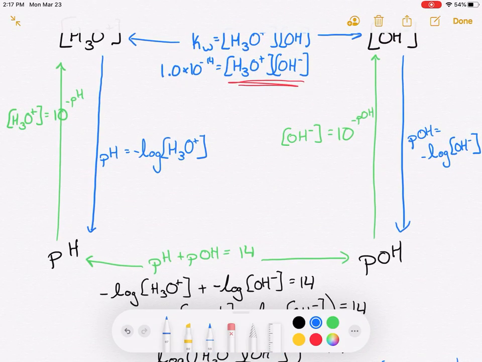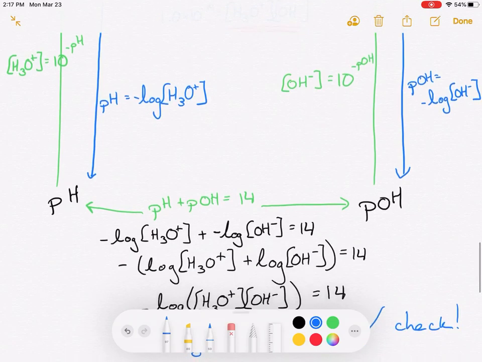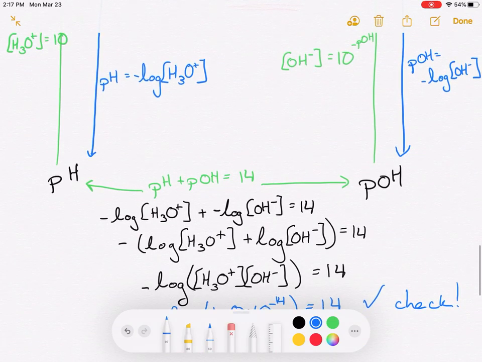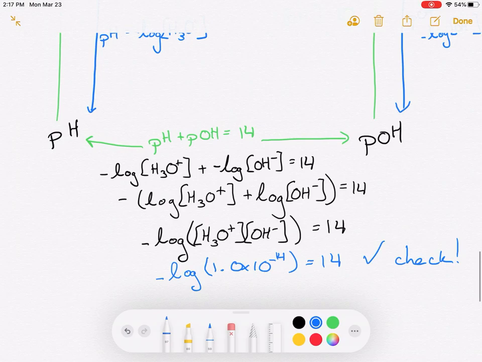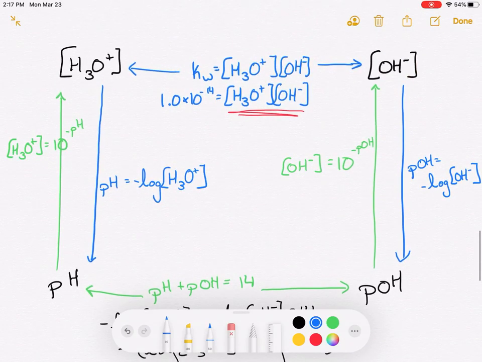All right, so that's how I got that it equals 14. For pH plus pOH, we can plug in the known definitions, that pH and pOH are equal to the negative logs of their given concentrations. I can then combine them. We know based on the Kw that those concentrations multiplied by each other equal 1 times 10 to the negative 14th, which gives us 14.